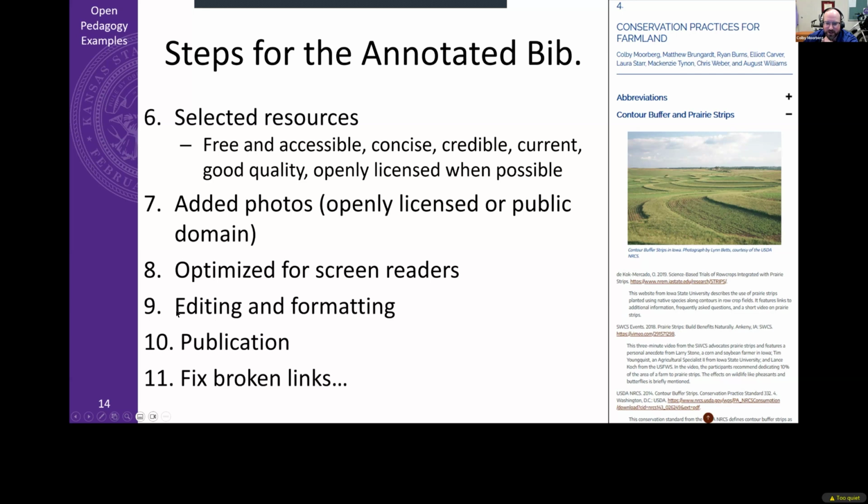From there, we went and did editing and formatting, and eventually it got published. And since then, I've been fixing a whole bunch of broken links. That's one negative of doing this annotated bibliography: when the NRCS, one of the main agencies that we had a lot of resources from in this document, updated their website, all my NRCS links broke, which ends up being about 300 in this document. So I'm still finding broken links here and there today.